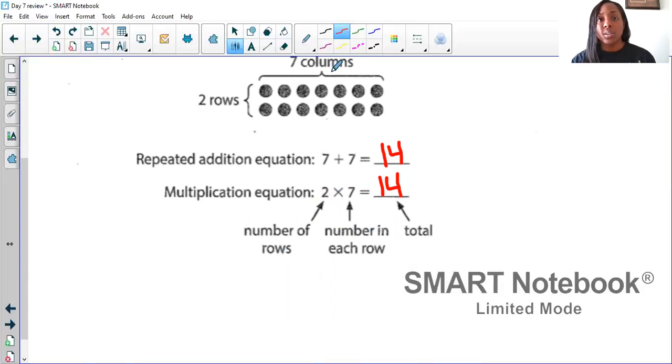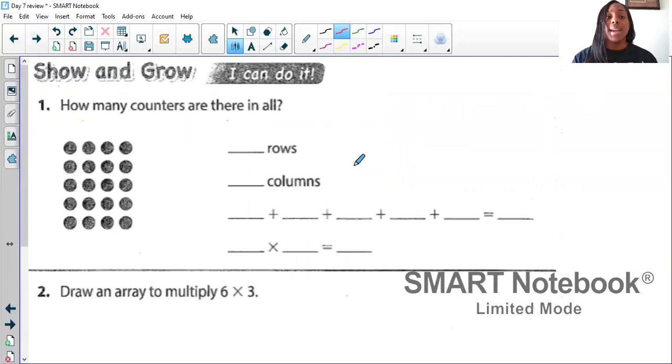So that's what we call the columns. And then what is our total amount? 14. Very good. Now let's do our show and grow. Let's see what you can do. How many counters are there in all?